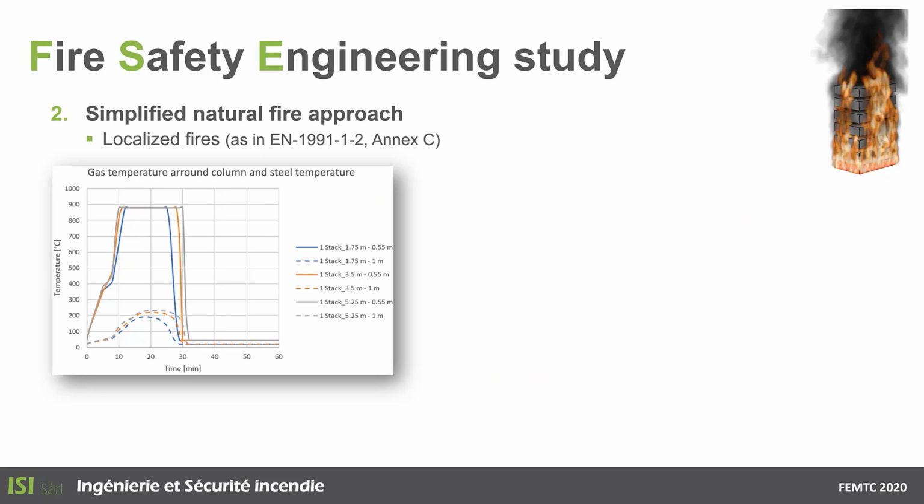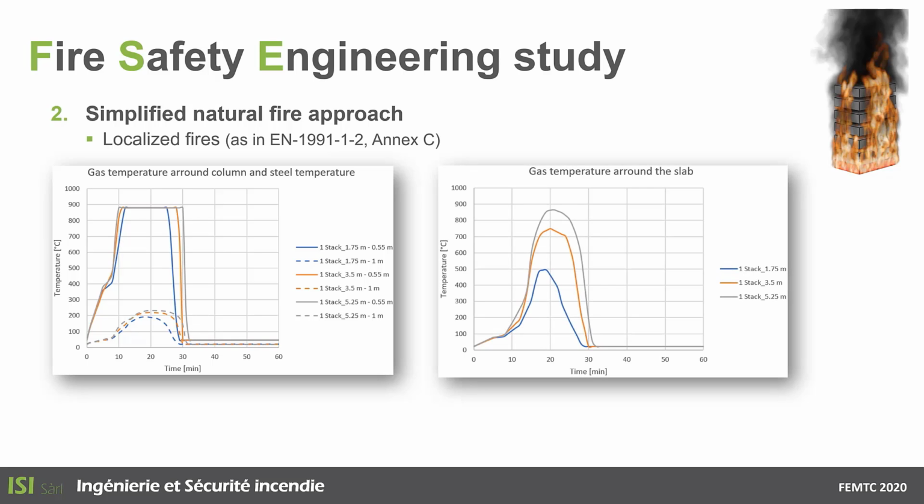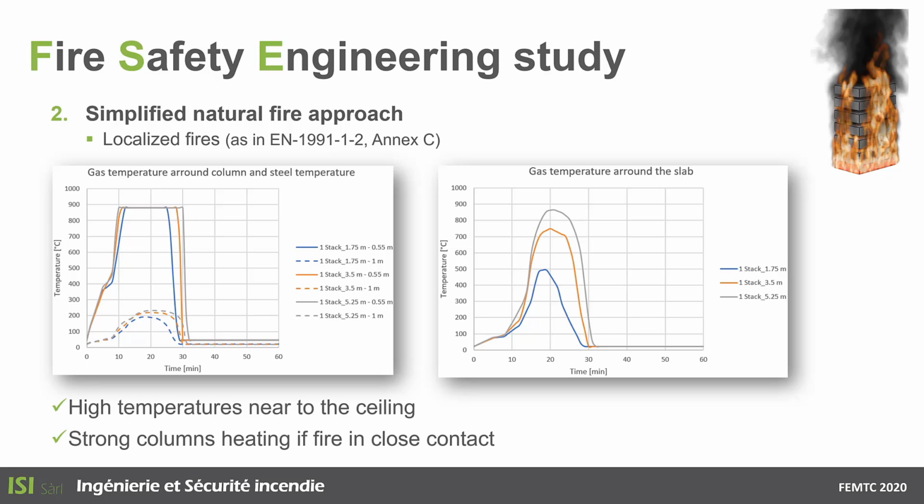The second step is using the simplified natural fire approach. We use localized fire as defined in Eurocode. You can see in the figure that the temperatures that reach on the ceiling are quite high, and the temperature around the slab is at the maximum at 900 degrees. So we have very high temperature near the ceilings, and the columns, if they are in close contact with heating, heat very strongly.